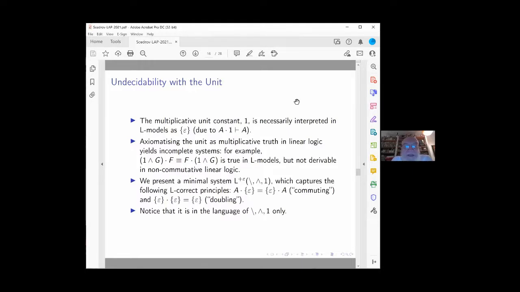axiomatizing the unit as multiplicative truth would now yield interesting incomplete systems. So for instance, this equivalence is true in all L models, which now involve the empty word, but not derivable in non-commutative linear logic. So what we're going to look at is a minimal kind of system, which I call L plus epsilon. It is a miniature fragment that has only left division, additive conjunction, and multiplicative unit, which captures the following principles, which are true in L models: A times 1 equals 1 times A, and 1 times 1 equals 1. I insist that this is only in this small fragment.